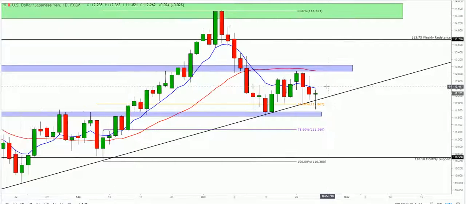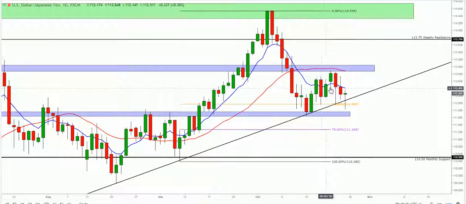Onto the daily time frame. Now you can see that price came and broke these moving averages. They crossed over, and then this week we've seen price approach that daily resistance zone right here, in line with the simple moving average.